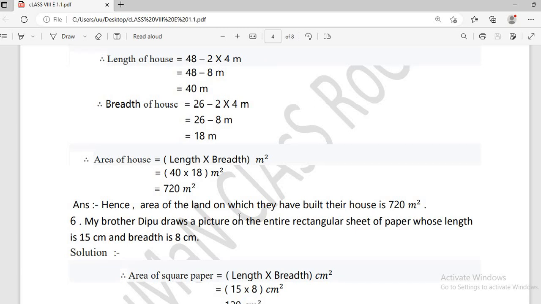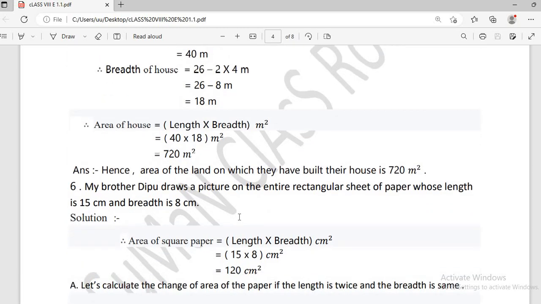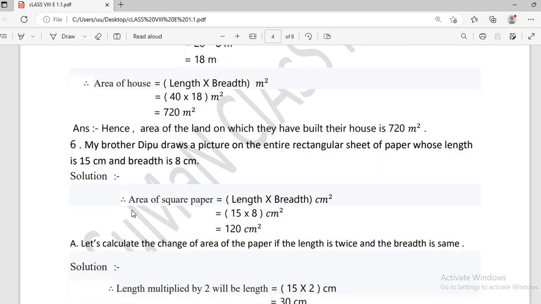Next mathematics question number 6. My brother Dipu drew a picture on an entire rectangular sheet of paper whose length is 15 centimeter and breadth is 8 centimeter. First, the area of the rectangular paper is length into breadth, which is equal to 15 into 8 is equal to 120 centimeter square.